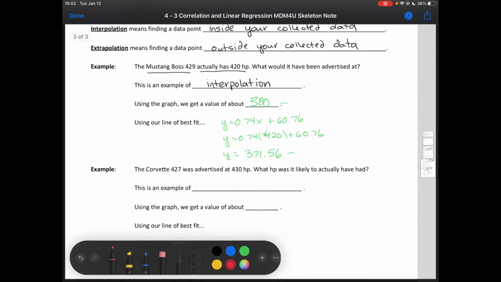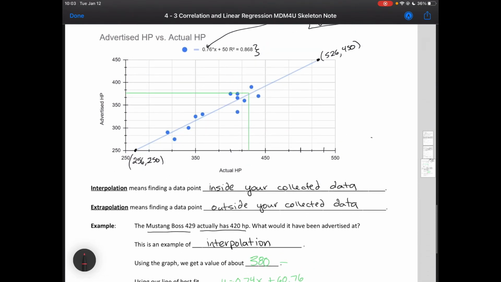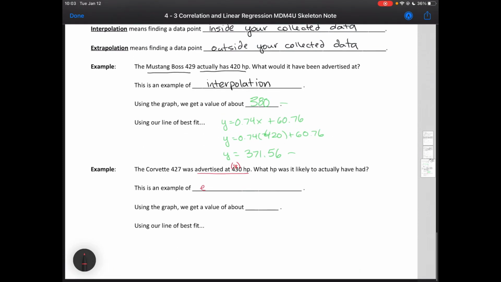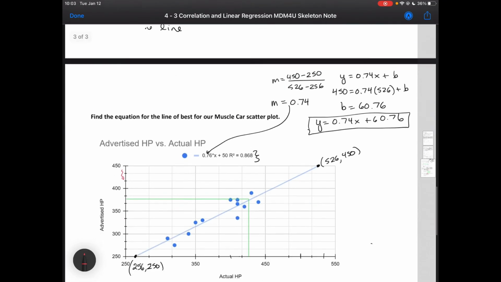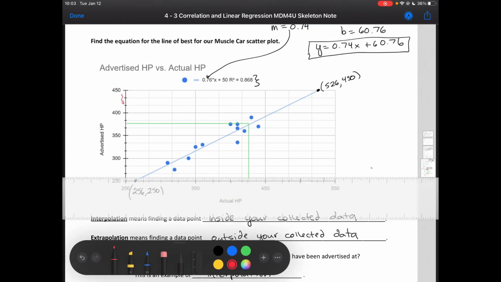The second example here: the Corvette 427 was advertised at 430 horsepower, so this is a y value. What horsepower was it likely to actually have had? If I go back up here, I'm going to look at 430. It is outside the range of our data, so this is extrapolation.